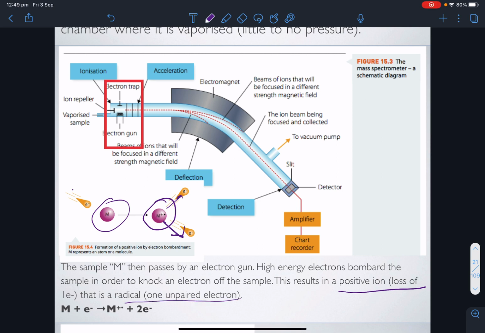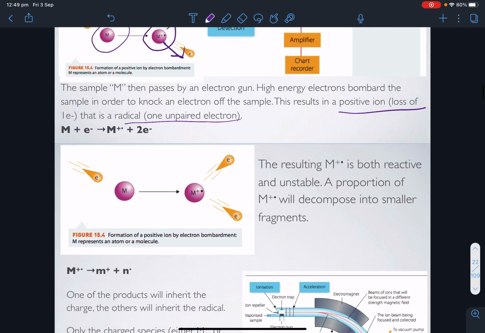So it's ready to react with stuff near it, but that's why we evacuate the tube, get rid of all the gases around it. So it finds it hard to react. Okay, so we've got an unstable little thing here that's a positive charge and a radical, and it's going to travel along the tube.